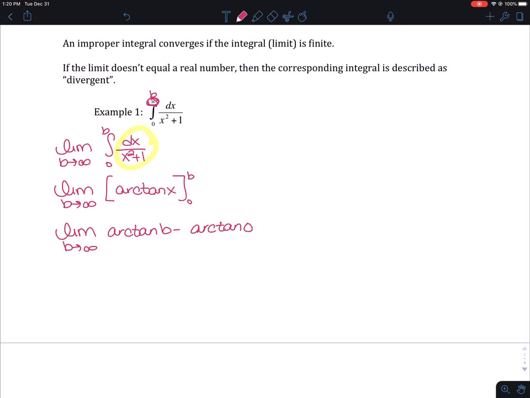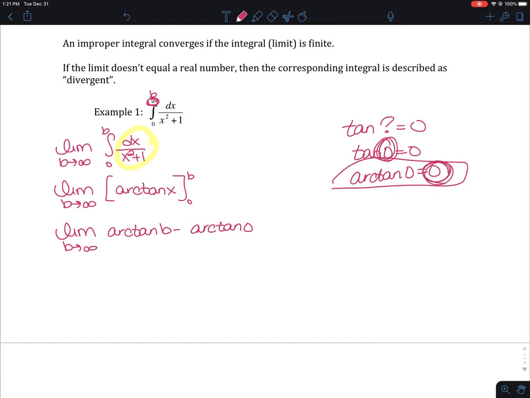The tangent inverse, or arctangent, is valid either in quadrant 1 or quadrant 4. So we're going to say, tangent of what angle is equal to 0? Well, the tangent of 0 is equal to 0. So arctangent of 0 is 0. What we're actually doing when we do arctangent is finding the angle measurement, and this 0 here represents that angle. So we're taking the limit as b approaches infinity of arctangent of b minus 0.